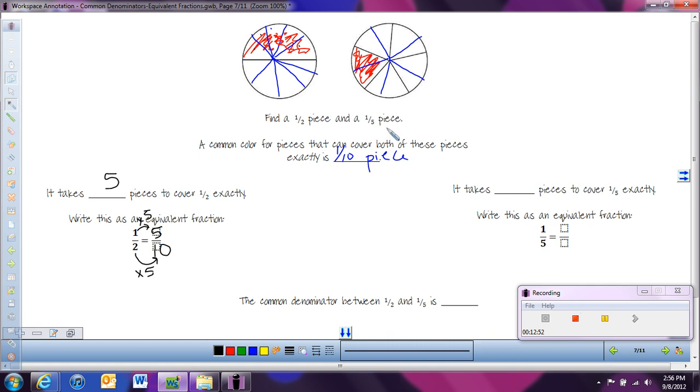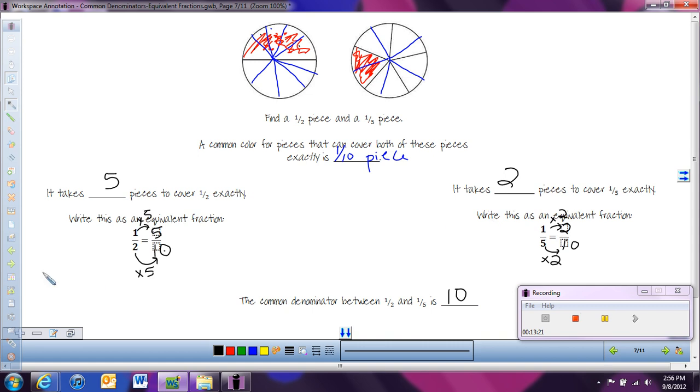Now we're going to do the same thing over here with our 1/5 piece. How many tenths did it take to cover up a fifth? 2 pieces. So out of those 10, 2 of the 10 were covered. Or if we didn't have our pictures, 5 times 2 is 10. 1 times 2 is 2. So our common denominator between 1/2 and 1/5 is 10. And we created our new equivalent fractions for 1/2 and 1/5 with 5 tenths and 2 tenths. Now we'd be able to add or subtract those together.